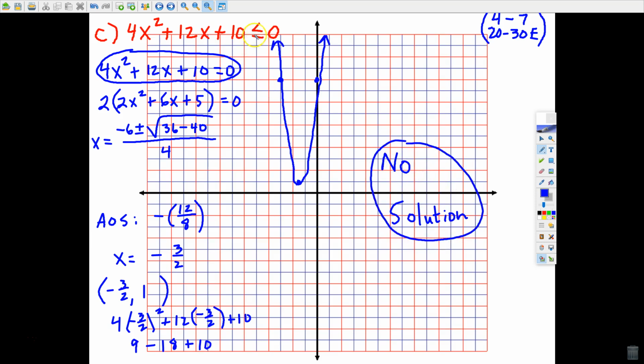Okay, it wants the x-coordinates from points on the parabola that fall below, but there aren't any for this parabola. So hopefully that makes sense to you. And I believe that's it.